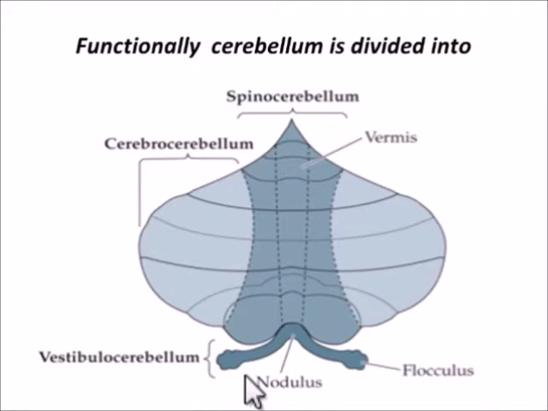Now, coming to another functional division of the cerebellum, we got here the spinocerebellum, and this spinocerebellum consists of the vermis, which is in the midline, and lateral to the vermis, this part is the paravermis, and lateral to the paravermis is the cerebellar hemisphere, which is called the cerebrocerebellum. As I already said, this area is connected to the cerebral cortex mainly.